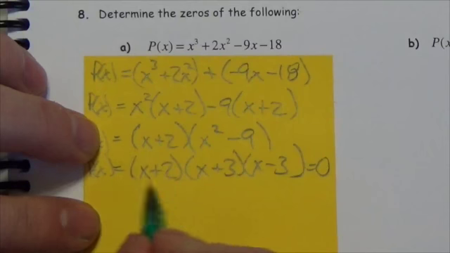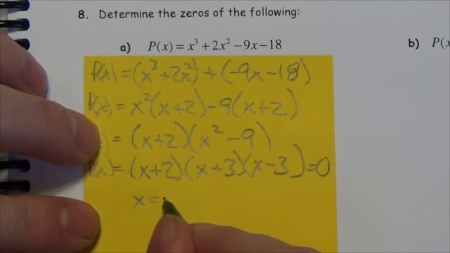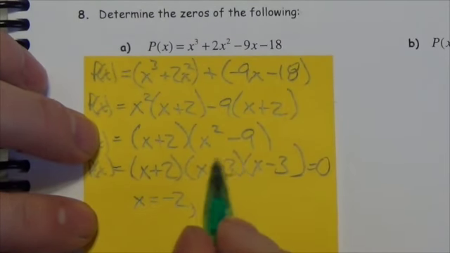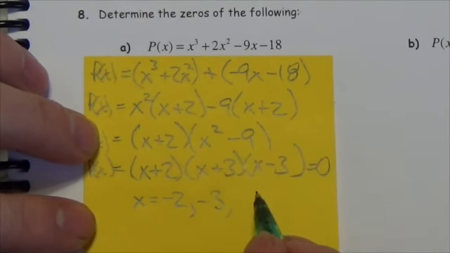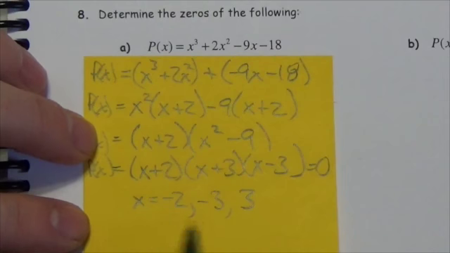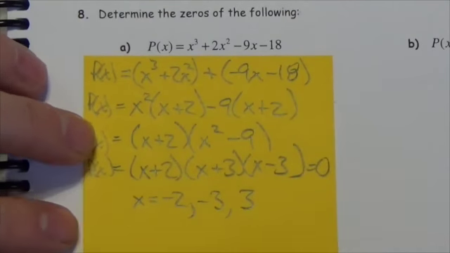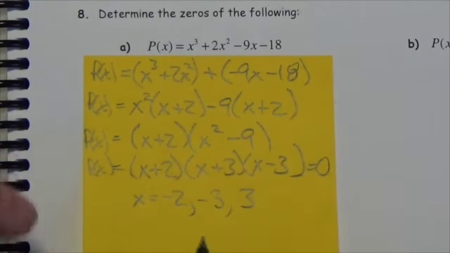I know that this factor would go to 0 if x is equal to negative 2. This factor goes to 0 if x equals negative 3. And this factor here goes to 0 if x is equal to positive 3. So those are the three distinct factors that I've been looking for that would be called the zeros of this particular function. That's it. So in this case, factoring by grouping worked just great.